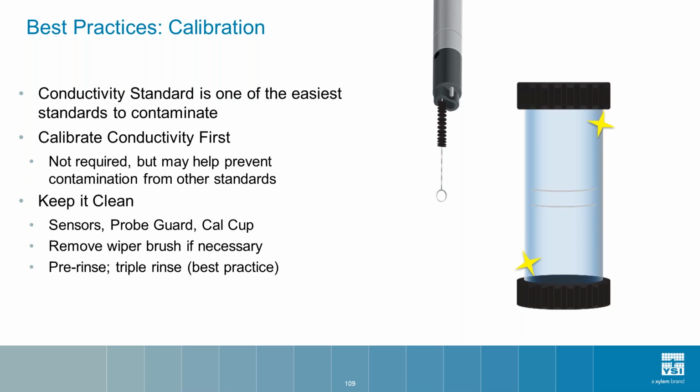After everything is clean, perform a pre-rinse by filling the cal cup with just a little bit of standard solution and shake it around to cleanse the sensor of any leftover liquid. And you can do this three times for best practices.